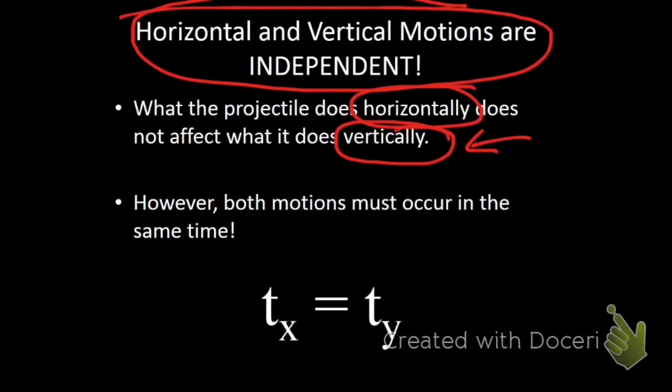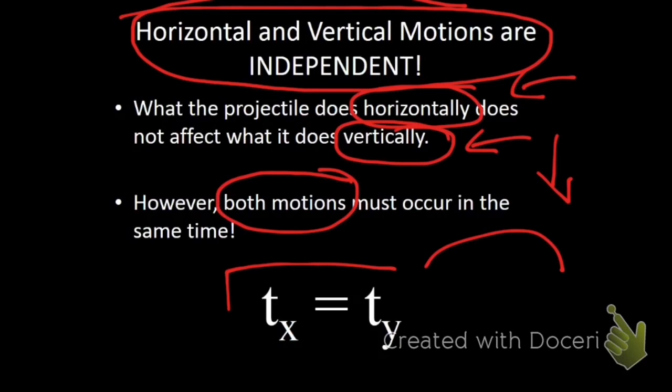In other words, vertically, it just falls. And horizontally, it just moves left and right. And they combine to give you that projectile motion. But, and this is important to remember, both motions have to occur in the same amount of time because while it's moving left and right, it's also falling. So the total amount of time for the x and the y direction motion is consistent.